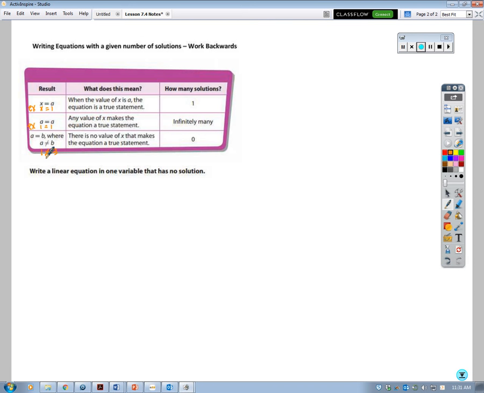So in this case, let's go ahead and create a linear equation in one variable that has no solution. You're going to start with a false statement, right? It has no solution, so I need a false statement. I'm going to pick this: 3 equals 5. That's a false statement, and I'm going to start there. So start with a false statement.